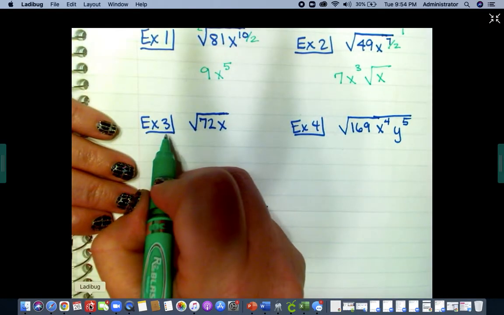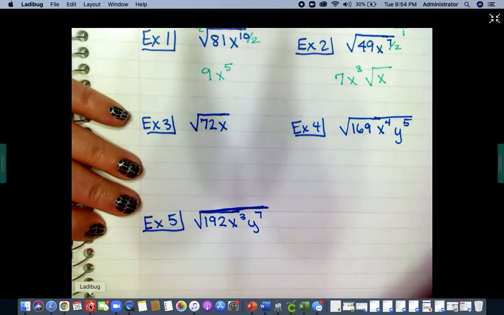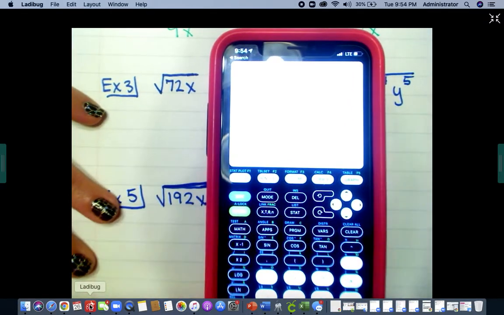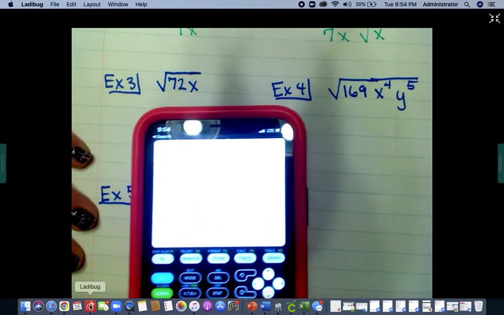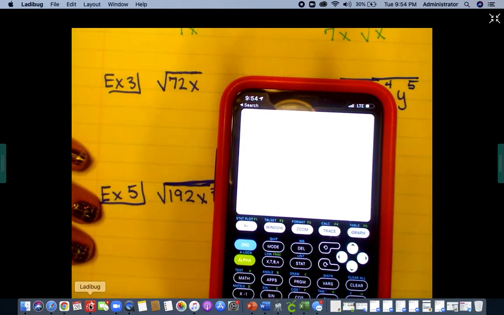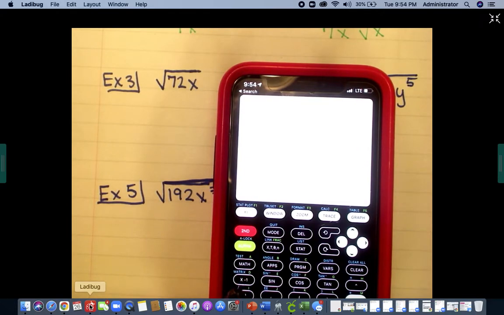Next, for example 3, we have the square root of 72 and x. Well, 72, is that a perfect square? Let's see. Try to adjust this so you can see my calculator well. So if I try to take the square root of 72, is it a perfect square?